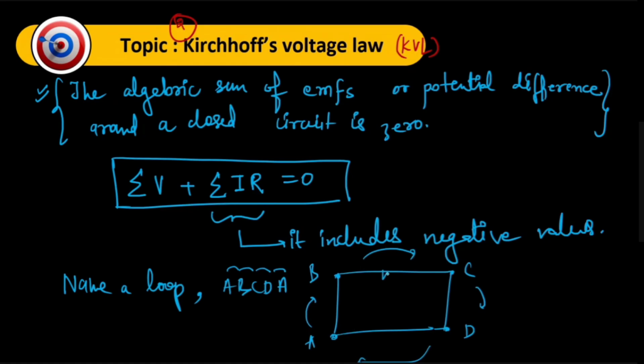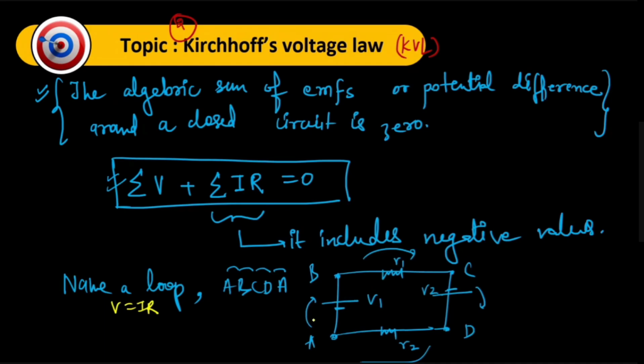Now assume that there is a resistor, a battery, another battery, and another resistor. This is V1, this is R1, this is V2, this is R2. We want to write the equation for this loop. How are we going to write it? Just remember that V is nothing but IR. I'm supposed to read it from A to B first. From A to B there is a battery, so I must write its potential.